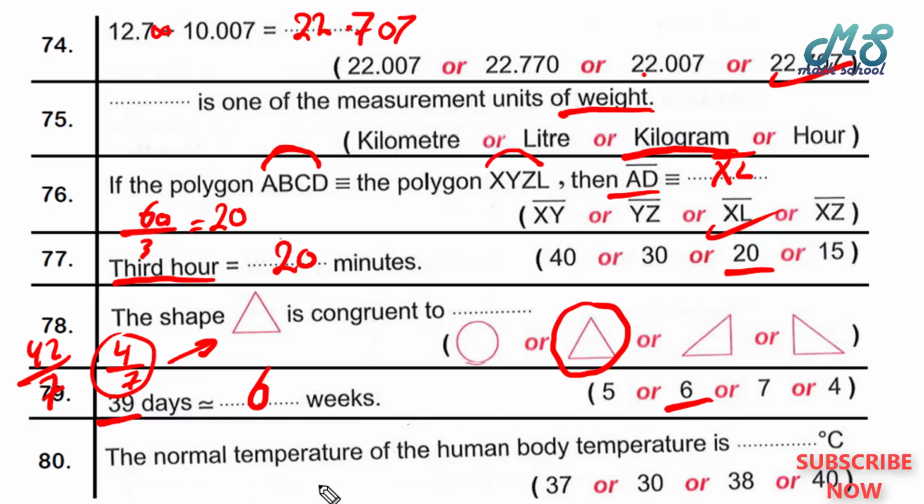Number 80: the normal temperature of a human body. Temperature, of course, the temperature of a human is always constant at 37 degrees Celsius. So the human body temperature is constant, remember it always and memorize it: 37 is the normal temperature.